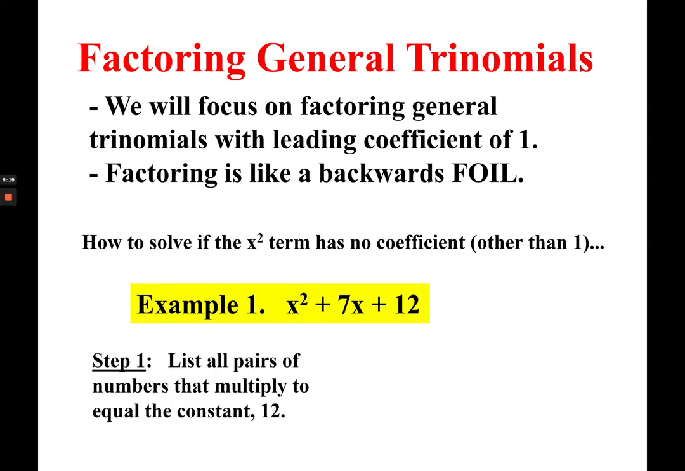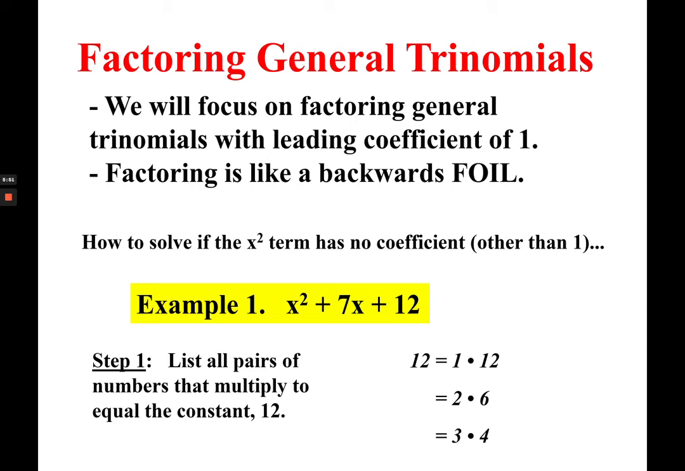What is the step? First, you list all pairs of numbers that multiply to equal the constant 12. Unlike with trinomial squares, this one is not a perfect square. Since it's not a perfect square, it's a case of general trinomial. So first step, you list the factors of 12. What are the factors of 12? 1 times 12, 2 times 6, 3 times 4.